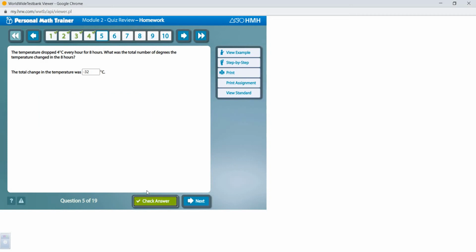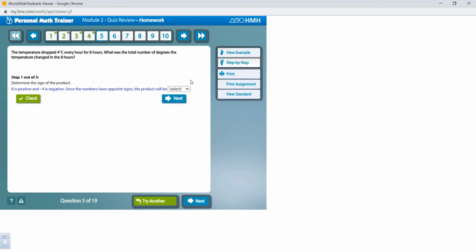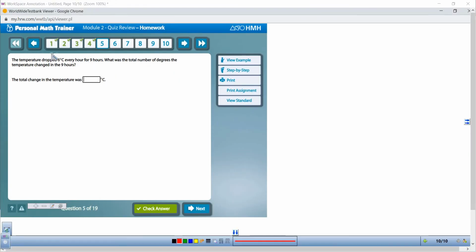It says, well done. Just a reminder, guys, if you were not sure whether the answer should be positive or negative, you could always go to View Example, and you could see right there what we just did. You could also go to Step by Step, and it will guide you through the problem. I'm going to try another one because I didn't get credit for that one. By the way, when you do the view example, you can't get credit unless you try another. So once again, on this one, the temperature dropped 6 degrees, so that's going to be a negative 6.